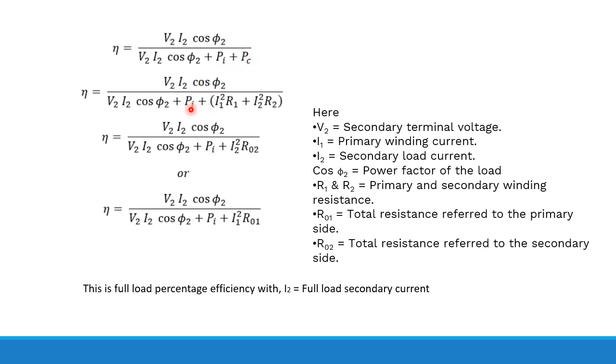Here iron losses are constant, but copper losses are nothing but I square R losses. So I1 square R1 plus I2 square R2. Efficiency referred to secondary side is V2I2 cos phi 2 by V2I2 cos phi 2 plus Pi plus I2 square R02. Or efficiency referred to primary side is equal to V2I2 cos phi 2 by V2I2 cos phi 2 plus Pi plus I1 square R01.